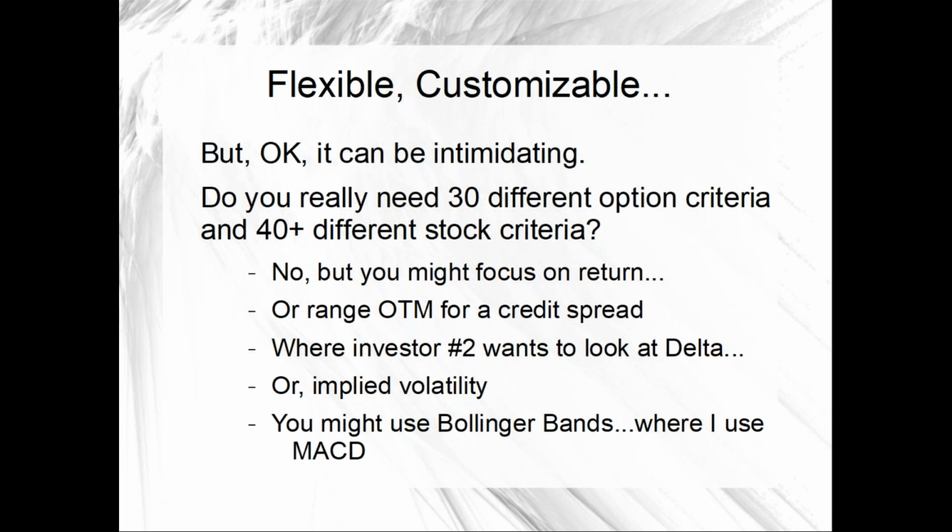All right, so that's an overview of what's available in every strategy. The search is flexible, it's customizable, but okay, it can be intimidating. I understand that. That's part of the reason why I'm here and why I have a job with PowerOptions, to help investors focus on what they want and use only the criteria that matches their needs. Do you really need 30 different option criteria and 40 different stock criteria or more in a given search?